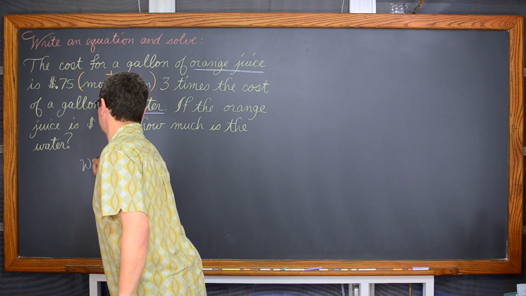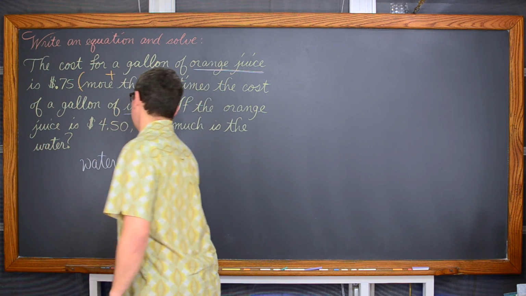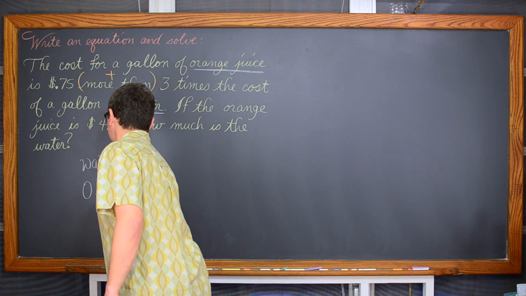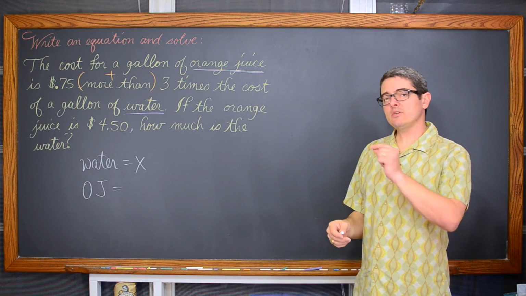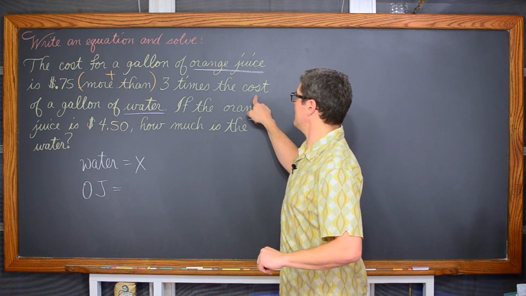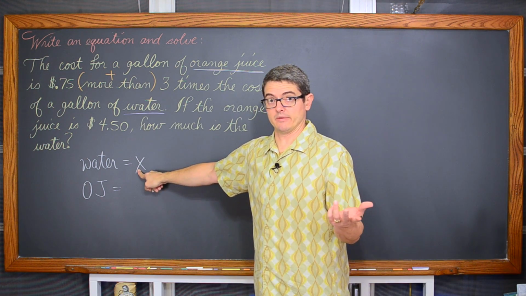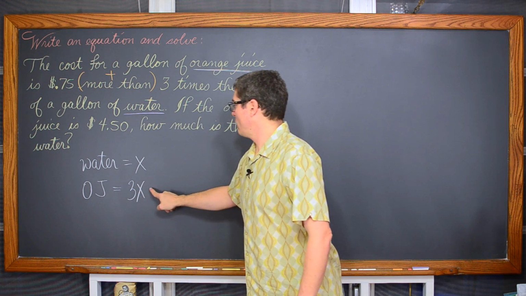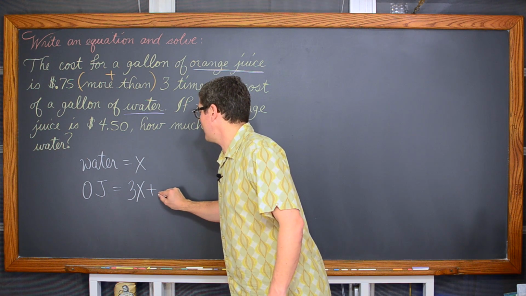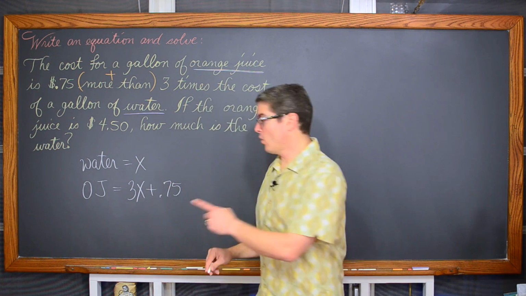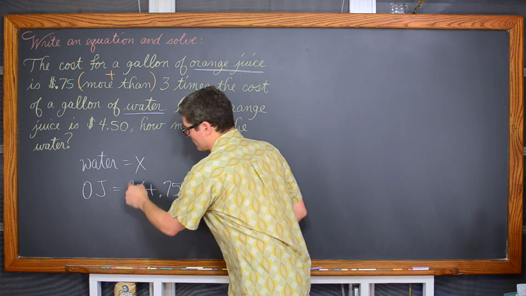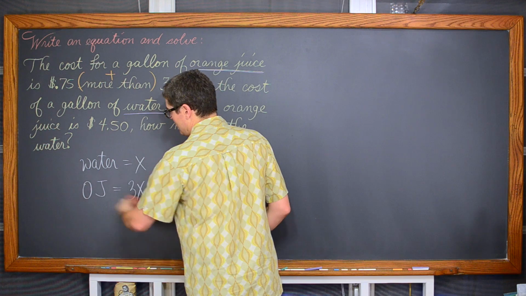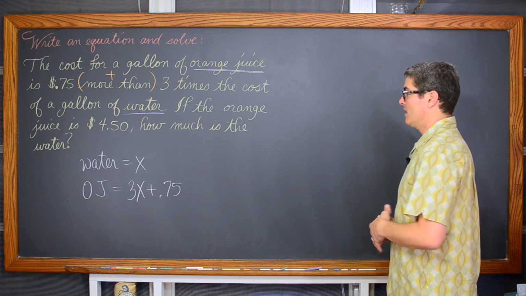The water is, yeah, I have no idea. It's x. And the orange juice, the OJ, if you will, is 75 cents more than 3 times the cost of whatever the water is. Well, I don't know what the water is. So the orange juice is going to be 3 times the cost of the water. Well, no, it's 75 cents more than 3 times the cost of the water. So that is our information about the water. That is our information about the orange juice.